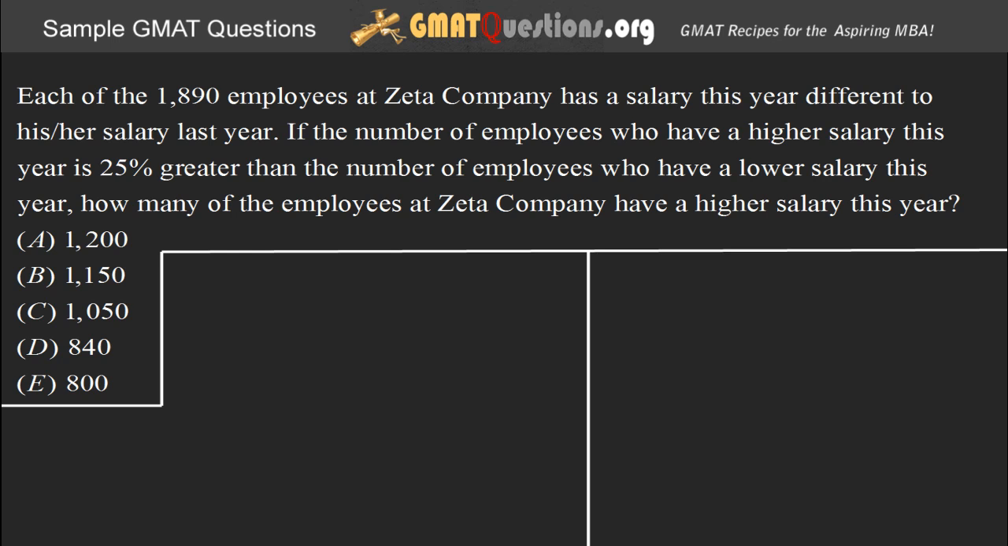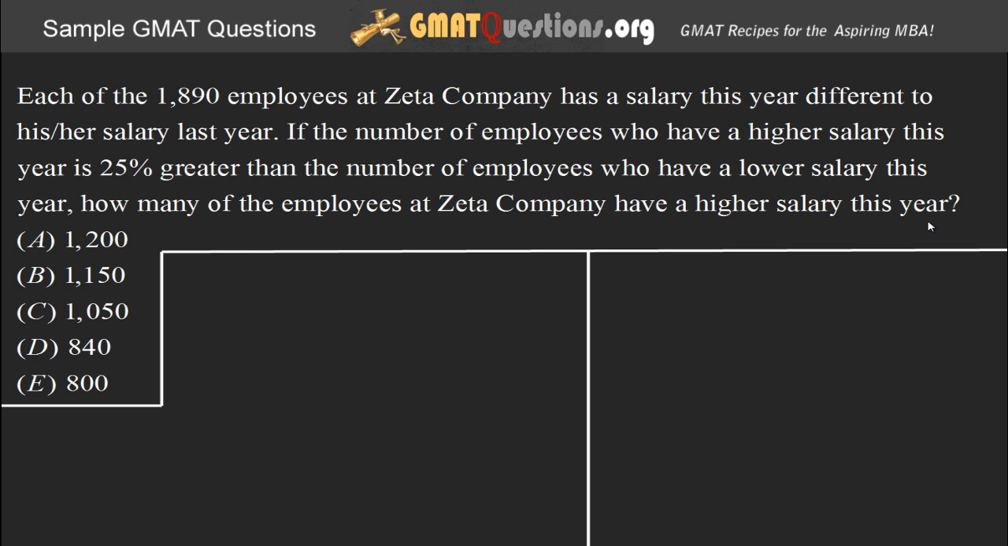Let's read the question. Each of the 1,890 employees at Zeta Company has a salary this year different to his/her salary last year. If the number of employees who have a higher salary this year is 25% greater than the number of employees who have a lower salary this year, how many of the employees at Zeta Company have a higher salary this year?